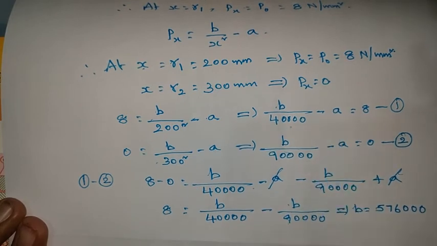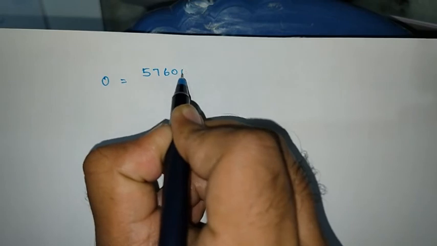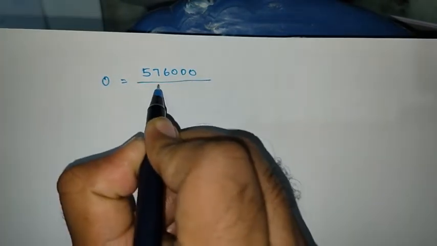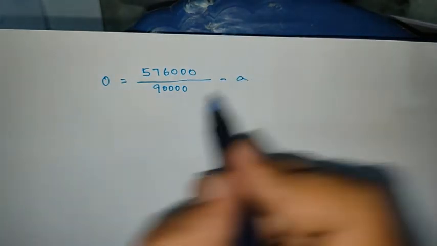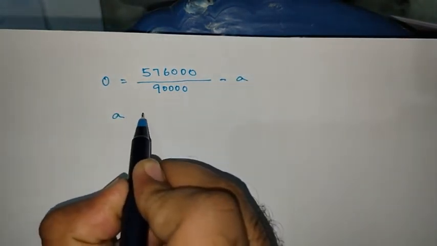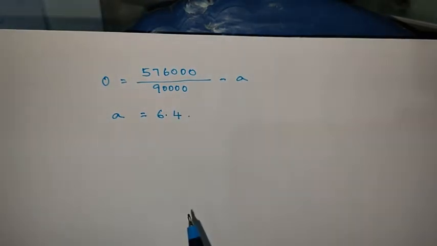So now substitute. So I am substituting in the equation 2. So what we get? 0 is equal to b value 576000 by 90000 minus a. So if you solve that, you will get value of a as 6.4. Okay. So now I got b and a.